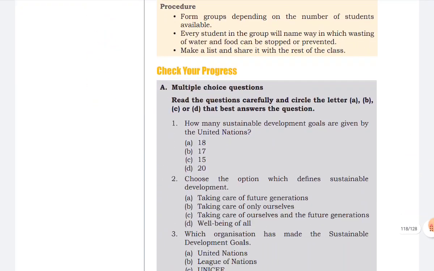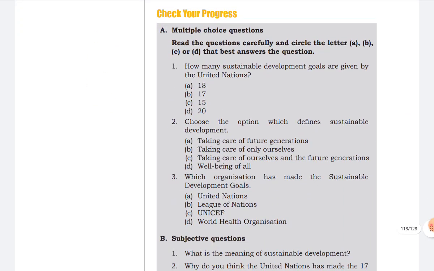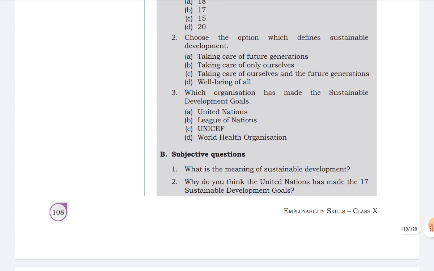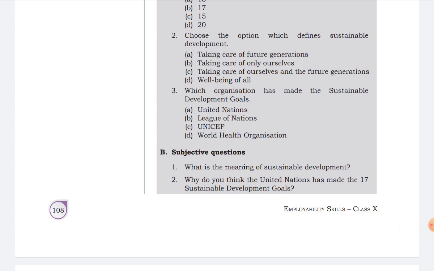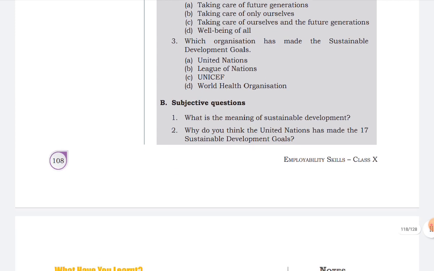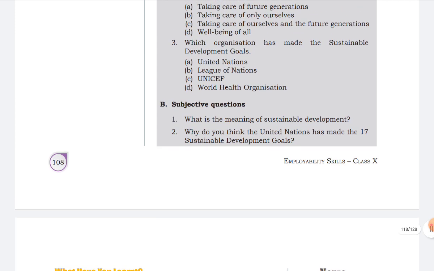Then we have an exercise: multiple choice questions. How many sustainable development goals are given by the United Nations? Option B, 17. Choose the option which defines sustainable development. Option C, taking care of ourselves as well as the future generations. Third, which organization has made the sustainable development goals? Option A, United Nations.